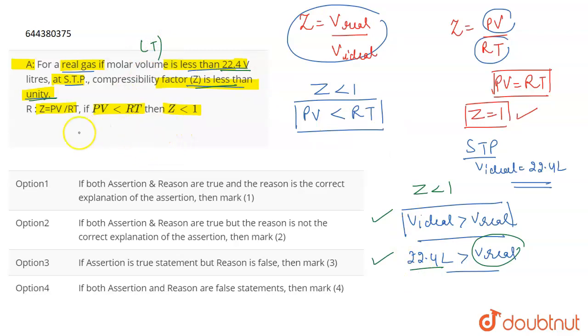And if we talk about the reason, it says that Z is equal to PV by RT. Yes, it is. And if PV is less than RT, then Z is less than 1. That is also true. When PV is less than RT, Z is less than 1. It means that both the statements are true. Assertion is true, reason is true, and somewhere or the other, the reason is related to the assertion because we are talking about compressibility factor. So the reason is the correct explanation for the assertion. So the correct answer for this question will be option 1.